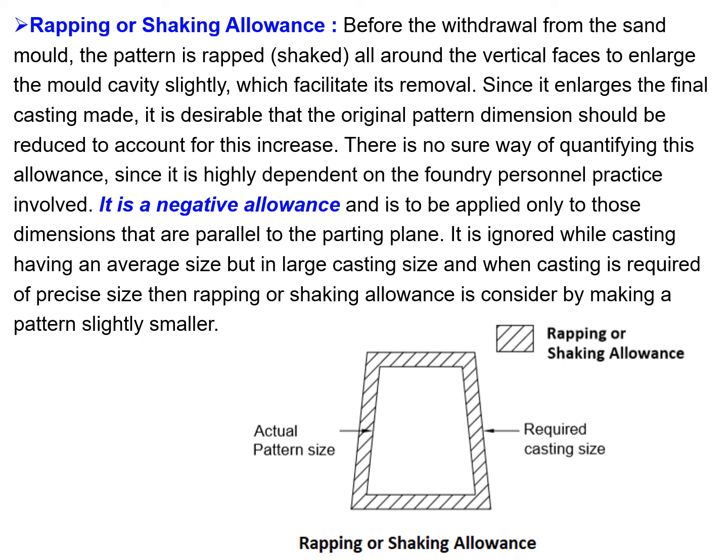It is ignored for castings having average size, but in large castings, when the casting requires precise size, then rapping allowance is accounted for by making the pattern slightly smaller. And you can see in this figure the actual pattern size and the required pattern size.